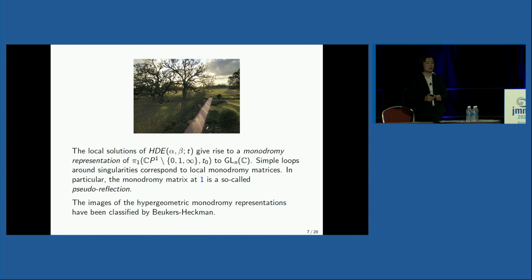It's fixed up to conjugations. And if we look at the images of the simple loops around the three singularities, 0, 1, and infinity, the images will give us so-called local monodromy matrices. In particular, the local monodromy at 1 is a very special one. It's called a pseudo-reflection, which means the local monodromy matrix at 1, taking away the identity matrix of the same rank, has codimension 1. So this will actually play an important role for later examples popping up.